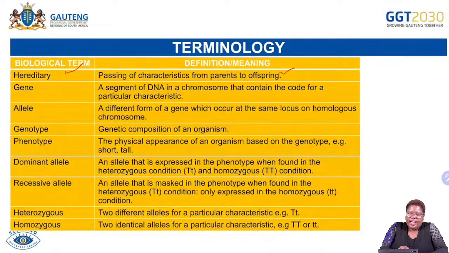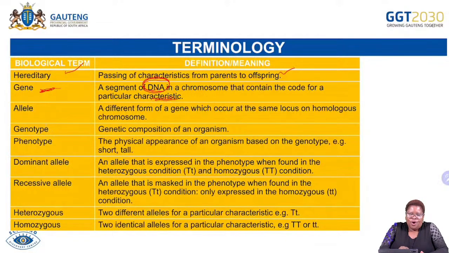A gene is a segment of DNA. Remember when we were doing meiosis, when we look at the chromosomes, the location of the gene is a segment in a chromosome that contains the code for a particular characteristic, right? Now the characteristic can be eye color, for example. My eye color can be the same as my mother's eye color. Or my height, because I'm tall, I can inherit the tallness from my father's side.